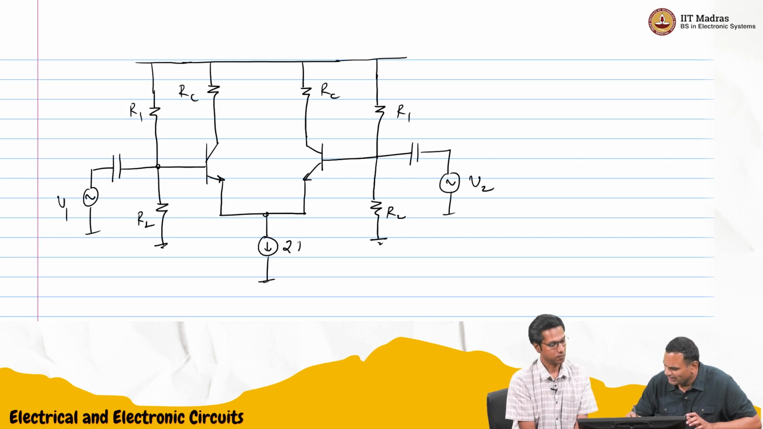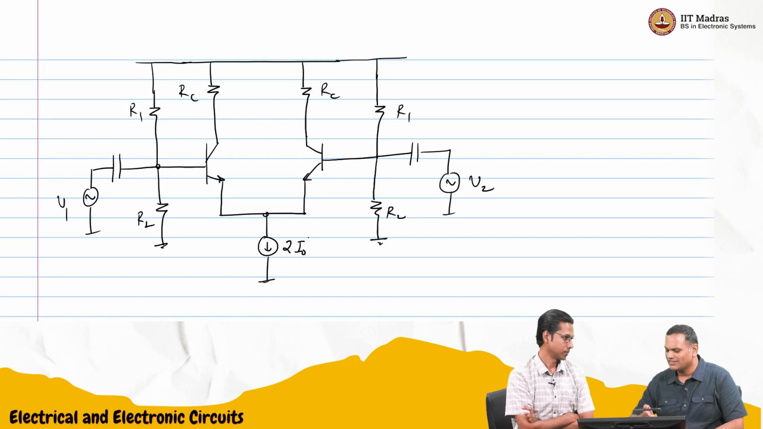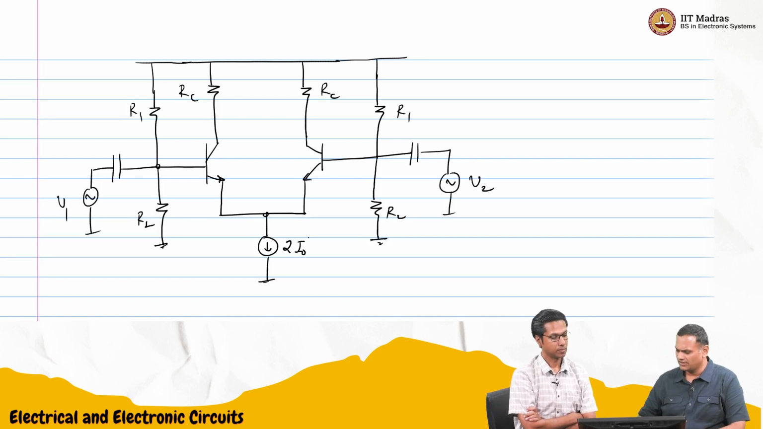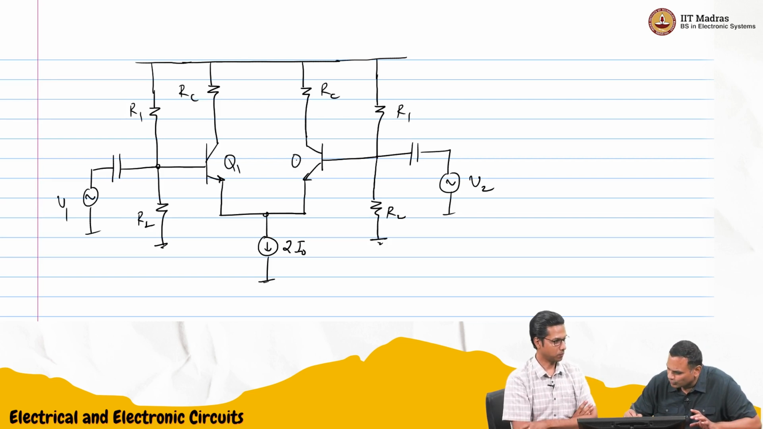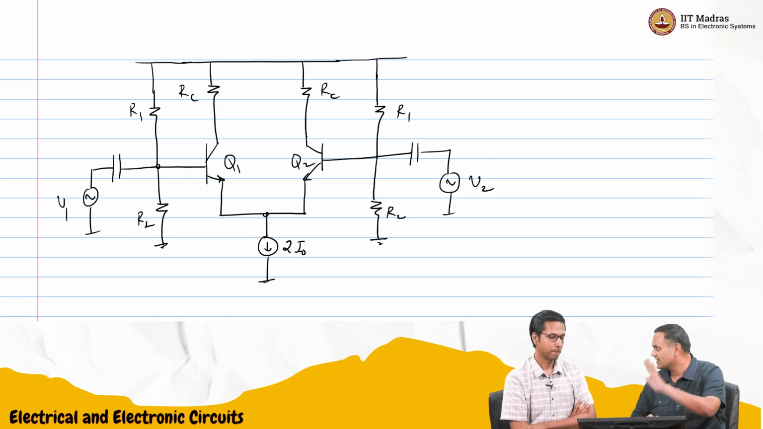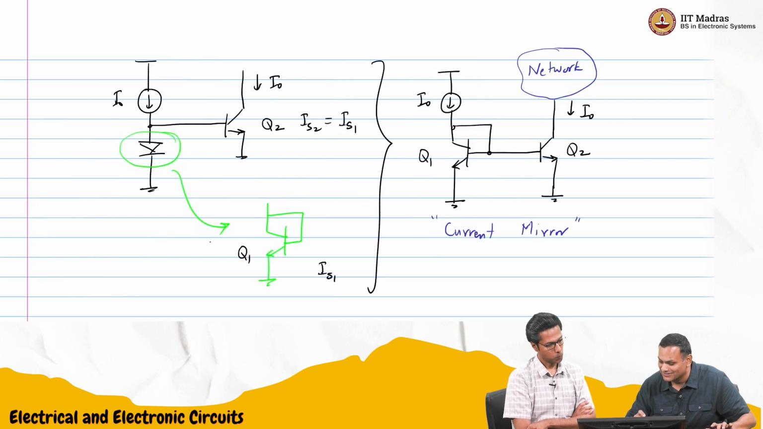Maybe I'll call it 2 I0 from now, but it doesn't matter. So I'll just get I0 on the two sides. We are assuming matched transistors, that Q1 and Q2 are identical, RC and RC are identical, and so on. And finally, we also don't need the capacitor.